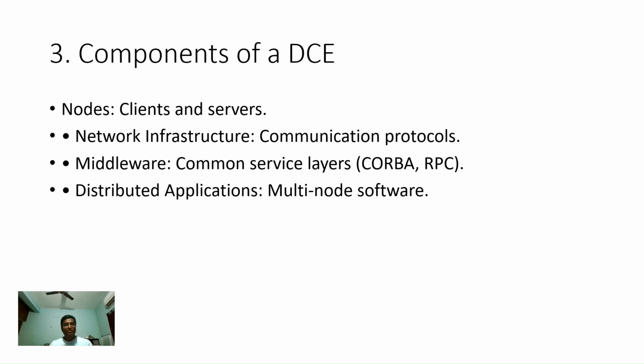And when you come to the components of a DC, there are some very important components. Formerly, the nodes. If you speak about the nodes, they are nothing but the clients and the servers, and the communication between the clients and the servers. The next is the network infrastructure, where the communication protocols sit. The third is middleware, the common service layers, like CORBA and RPCs. And distributed applications are mainly multi-node software. That could be one big distributed application.